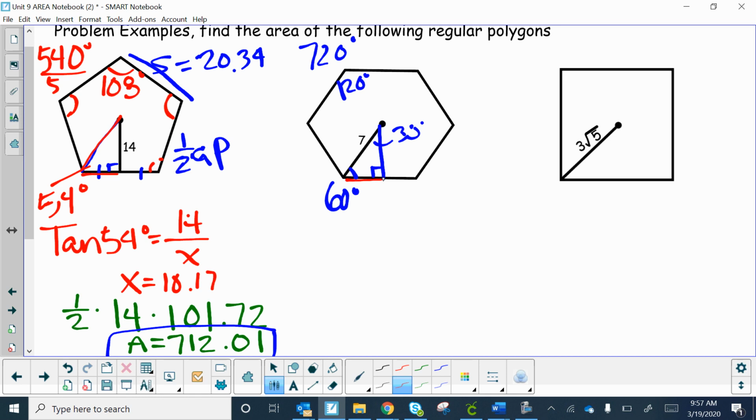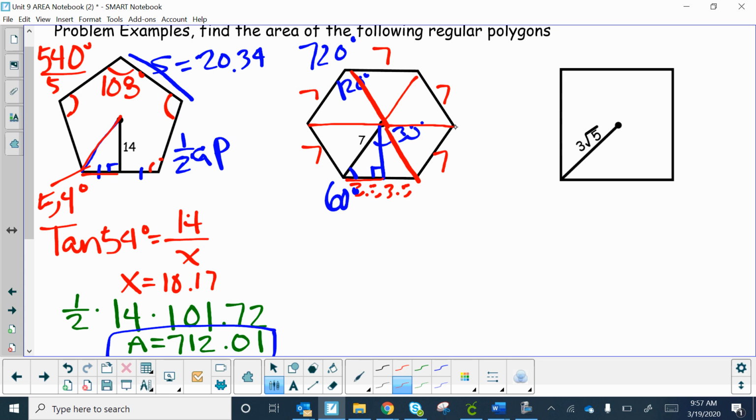So if that's 7, then this is 3.5, and this is 3.5. That makes all the sides 7. So this is a good quick way to remember, only for the hexagon, that all of these triangles inside the hexagon are equilateral, okay? Because the radius was 7, this side is 7, all of the radii are 7. So that's something to remember for a hexagon only, okay?